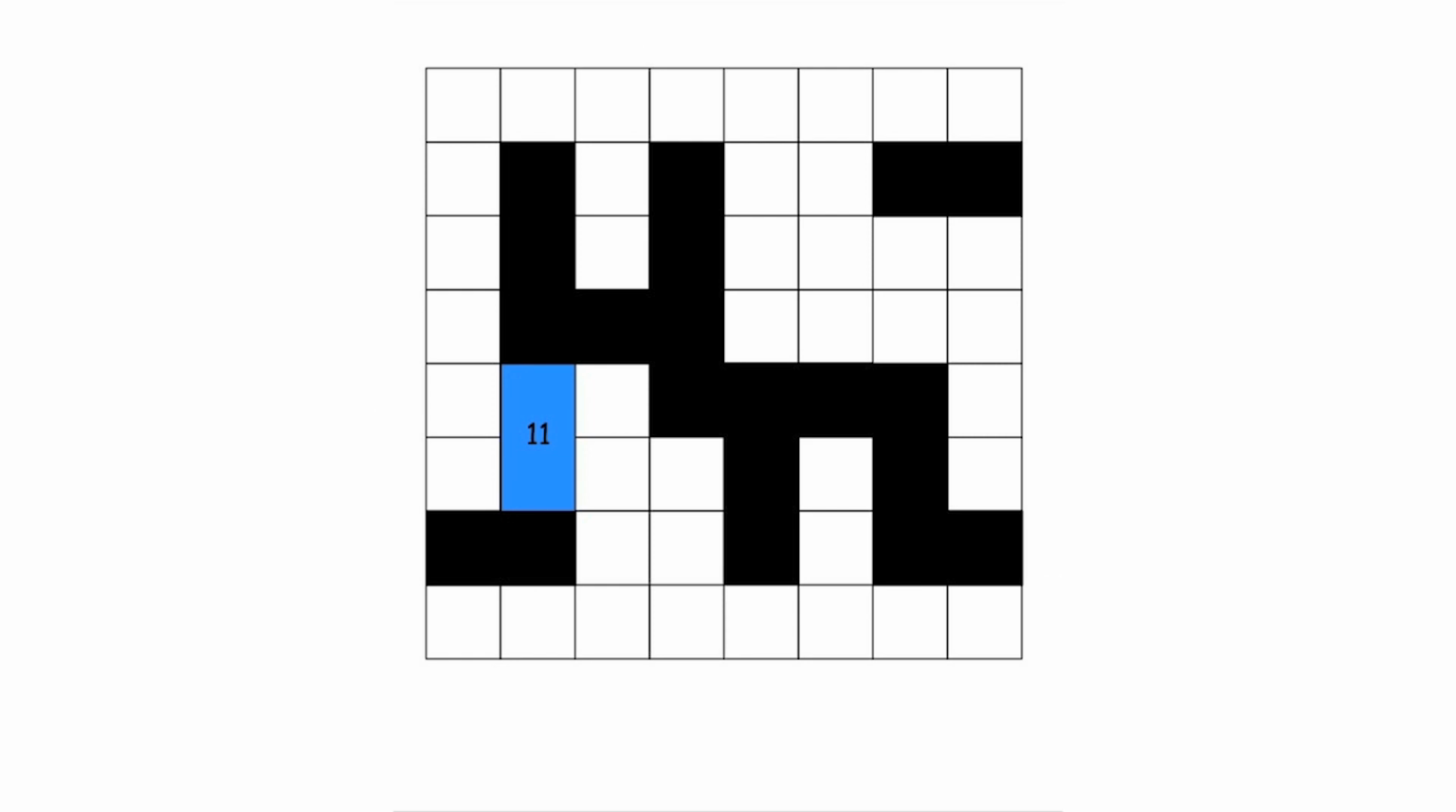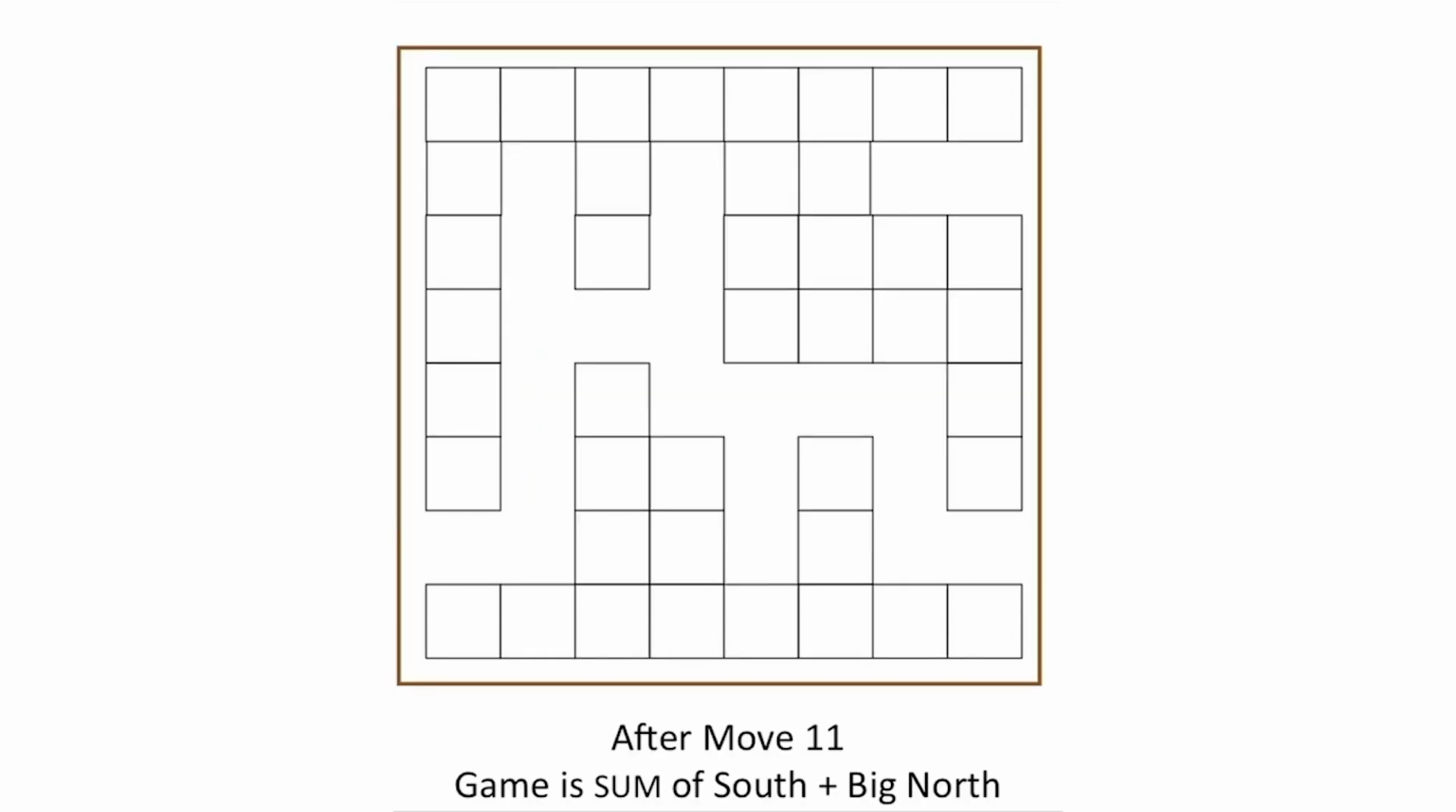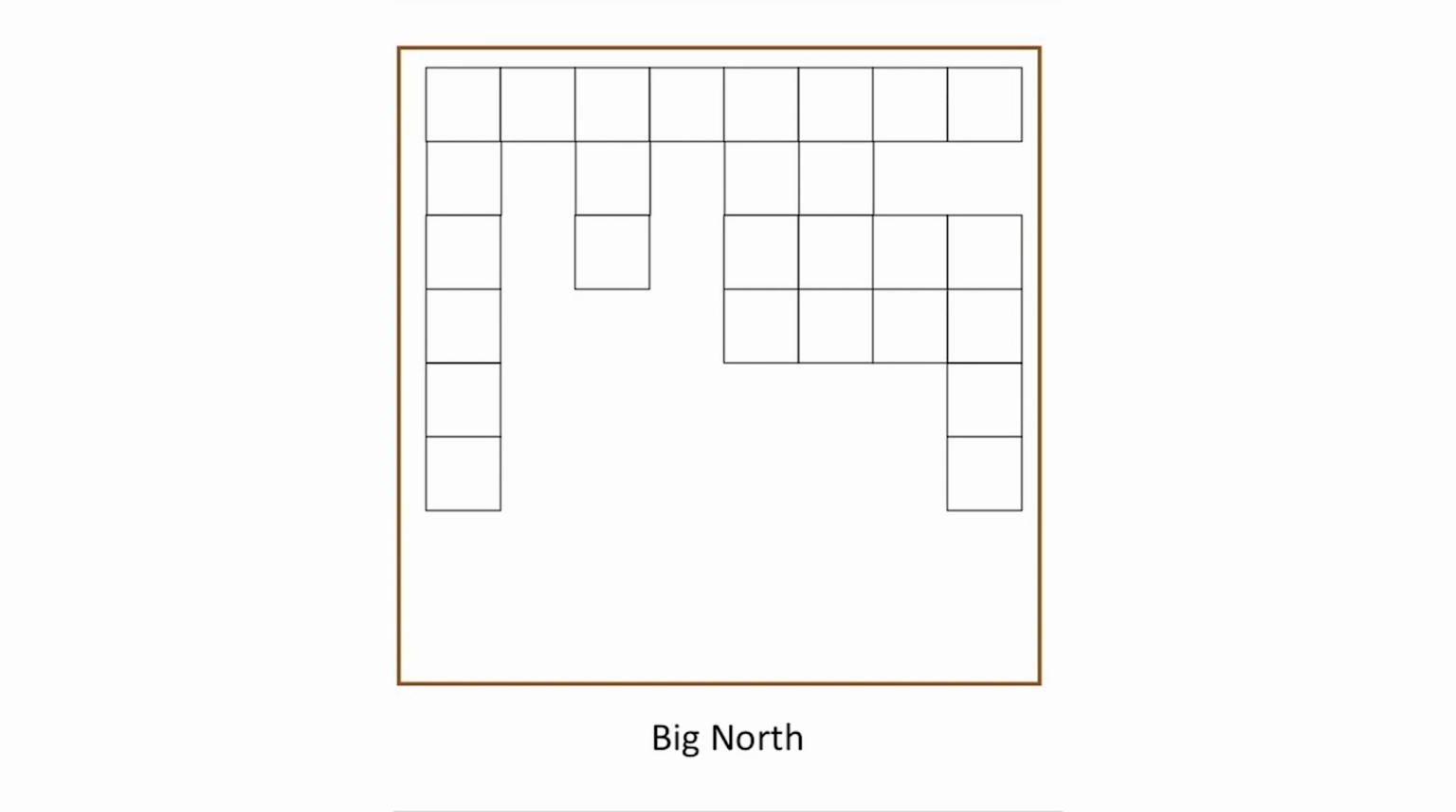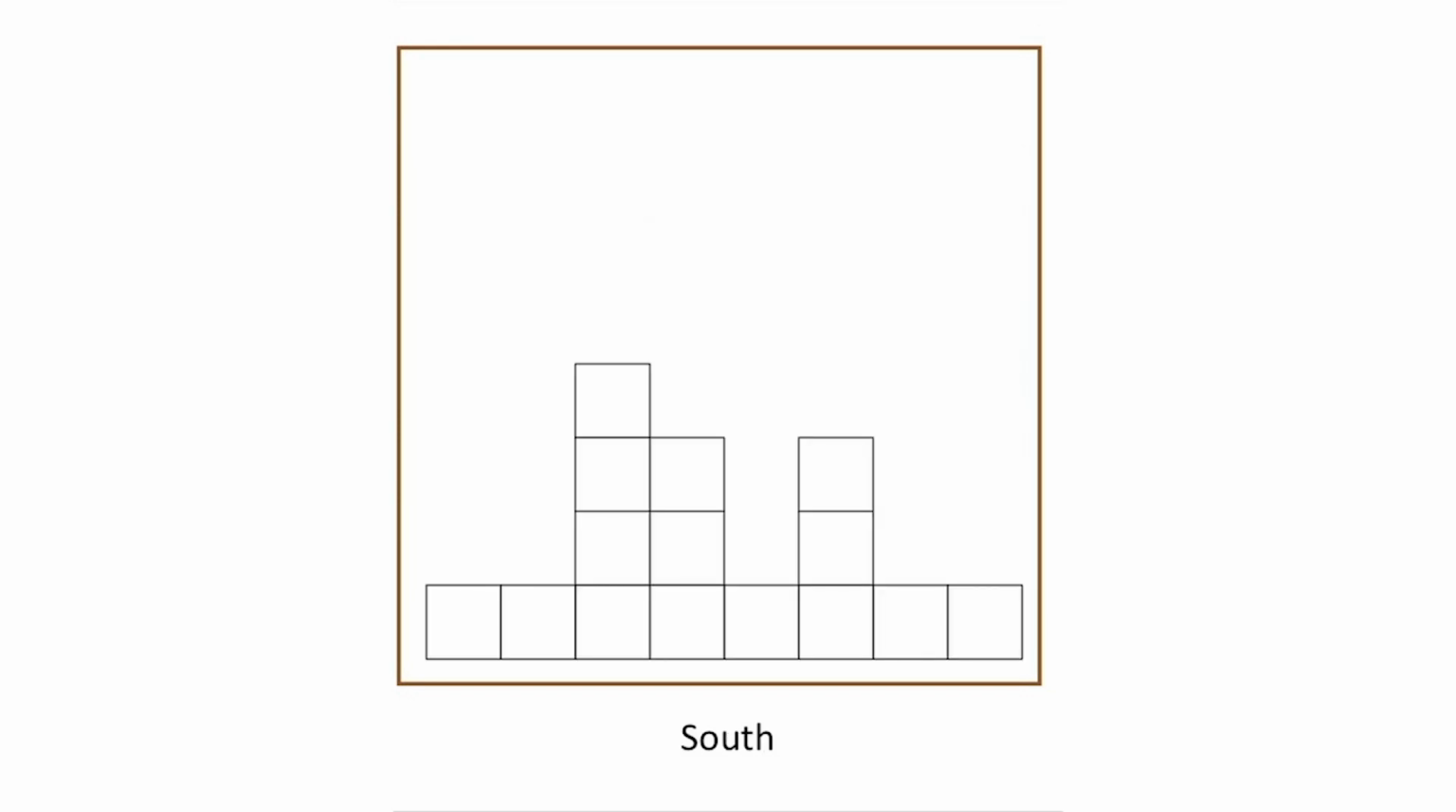In the game we showed at the beginning of the first segment of this video on domineering, this was the position after move 11 by blue. After removing the played out squares, we see that the board is divided into two separate regions: a big region in the north, and a moderate sized region in the south.